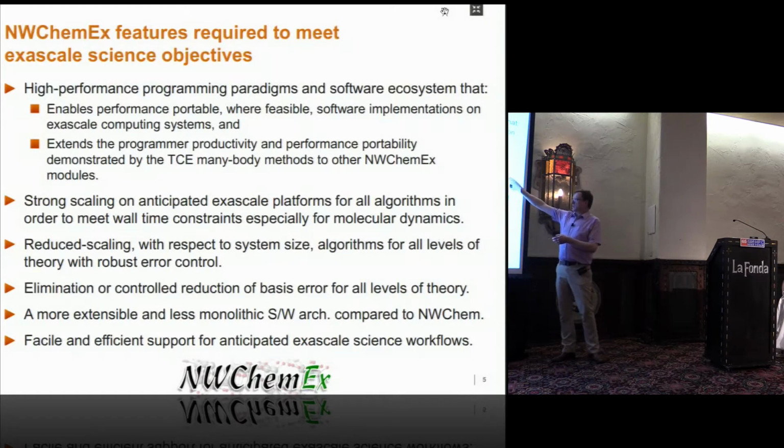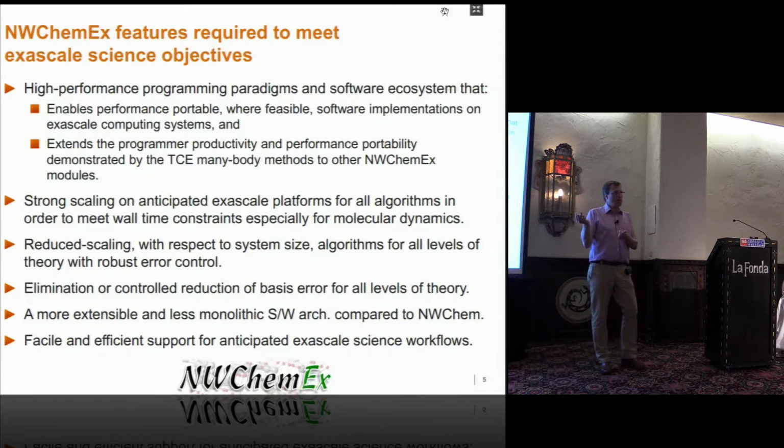We clearly need strong scaling, both to use the capabilities of the machine, but also to meet our science objective. A lot of chemistry is tangled up not just in the energies, but also in the entropy.